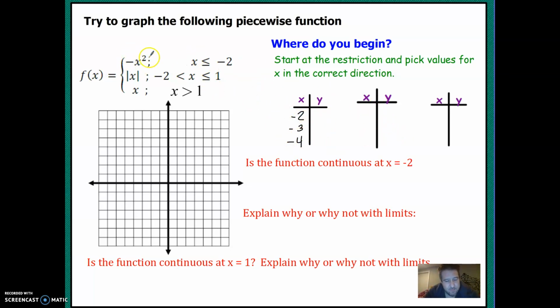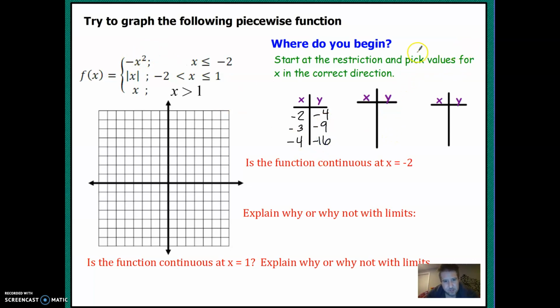So if -x squared is the equation, I put -2 in for x, -2 squared is 4, and the opposite of 4 is -4. And then if I put -3 in, -3 squared is 9, and the opposite of that would be -9. Put in -4, -4 squared is 16, the opposite of that would be -16.